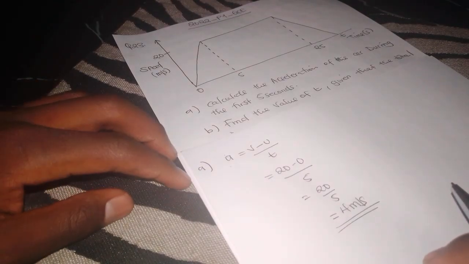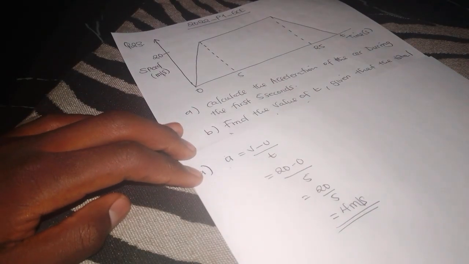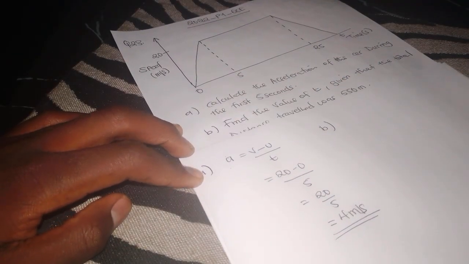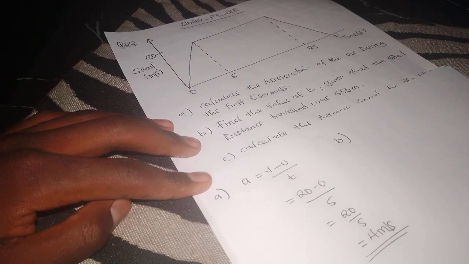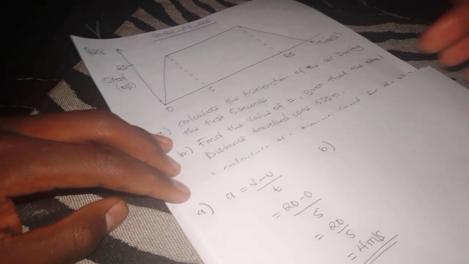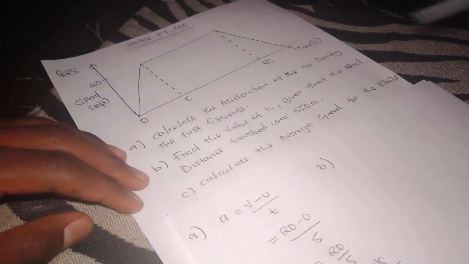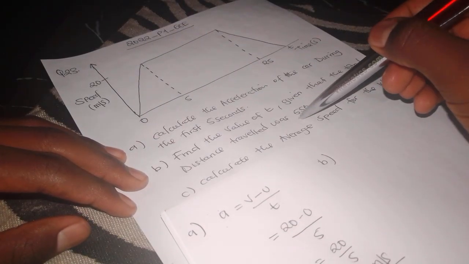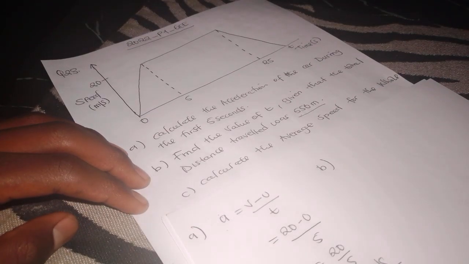So let's now go to question B. The question says find the value of t given that the total distance traveled was 550 meters. They want us to find the value of t, the t here, given that the total distance traveled for the whole journey was 550 meters. So what are we going to do now?